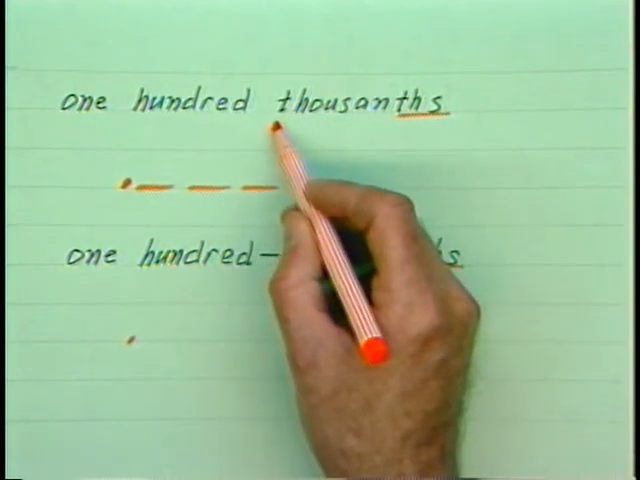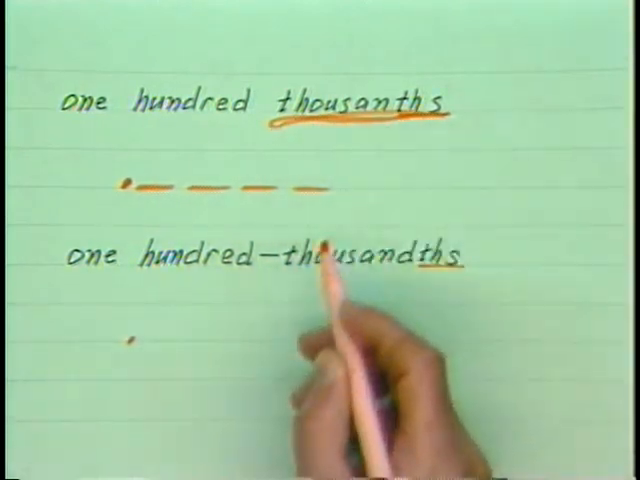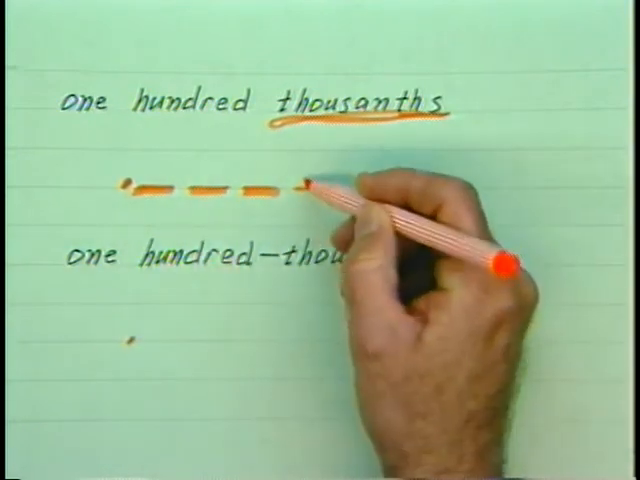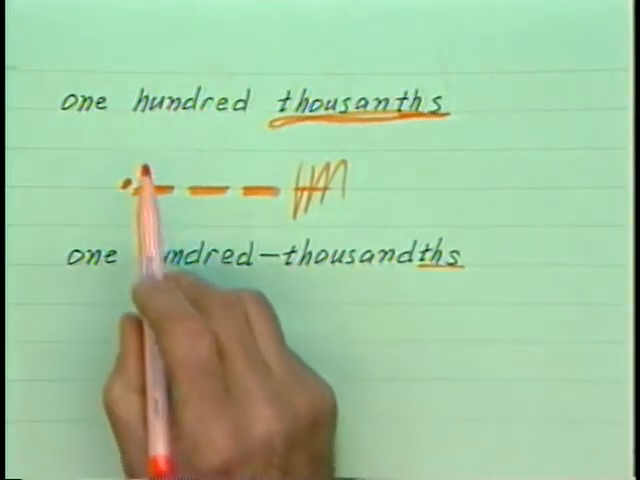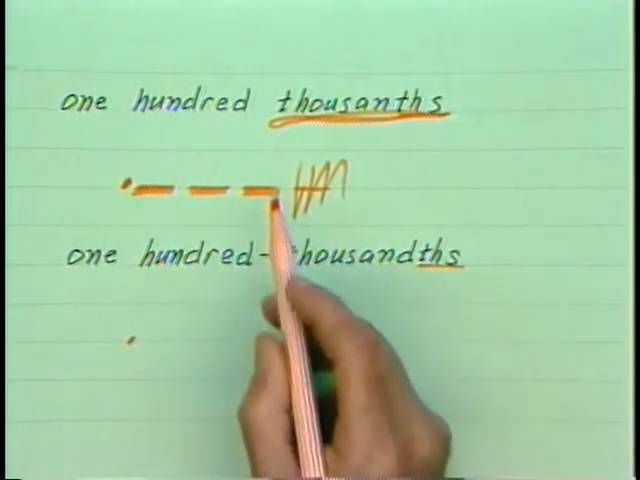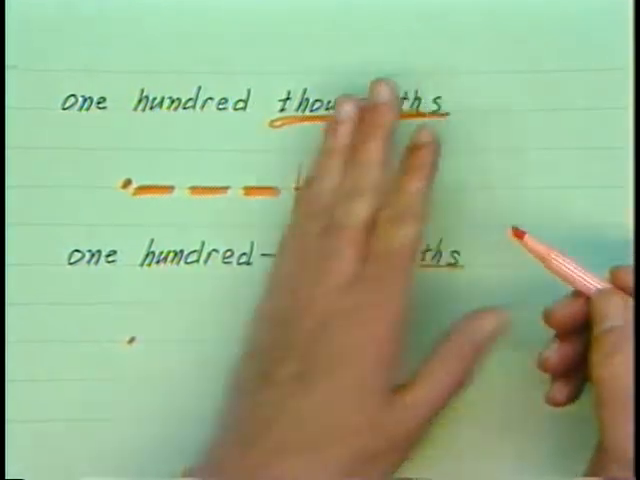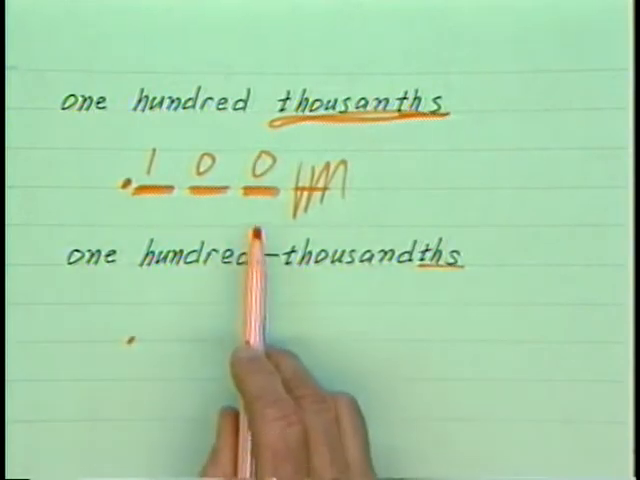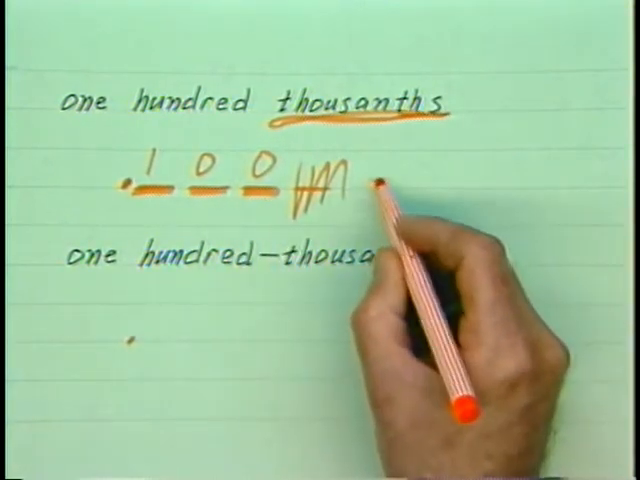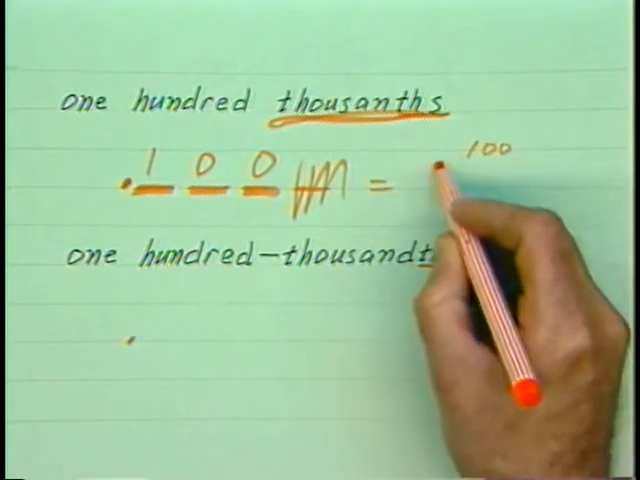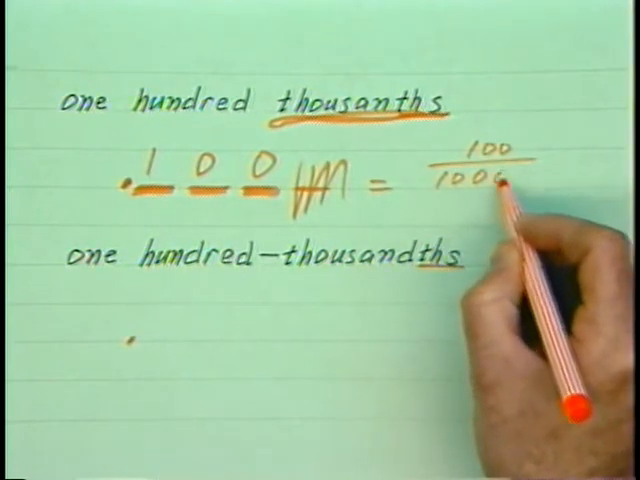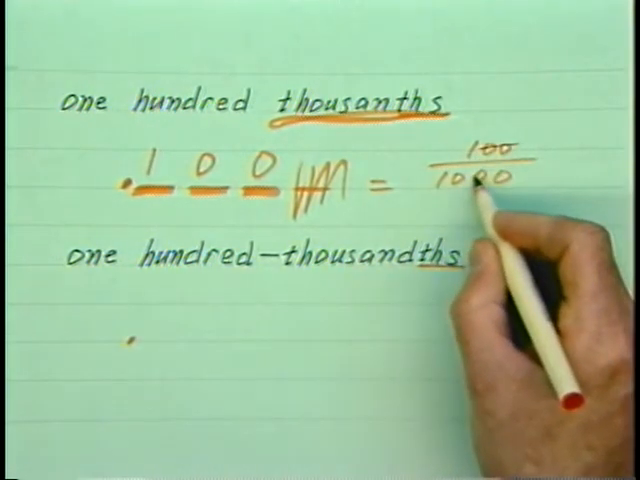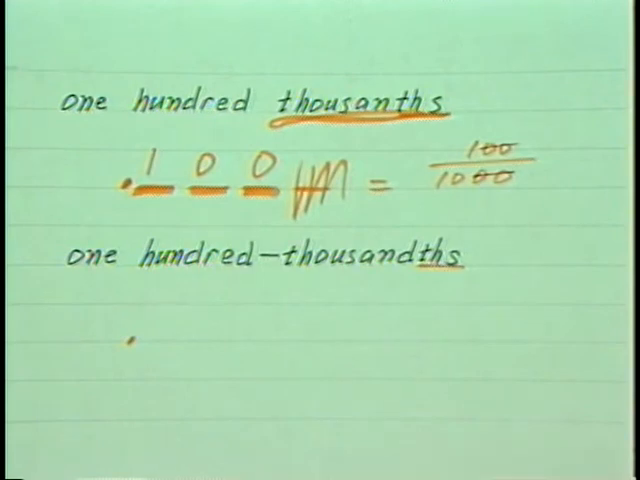But here it says I want to go out to the thousandth place. So here's tenth, hundredth, thousandths, which means I don't even need this. And I want 100 of them. So if I want 100 to end here, I would have to write 100 thousandths, which of course as a fraction would be this, which of course we can also see reduces to 1/10.